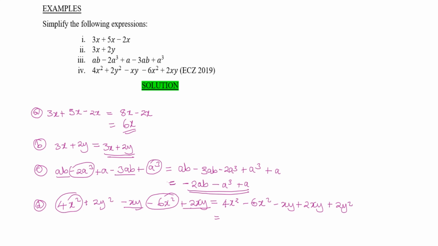If we simplify these, 4 minus 6 gives us negative 2, so we say negative 2, then x squared. Then here we are saying minus, since there is no number, it's just minus 1 plus 2. Minus 1 plus 2 will just give us a plus 1, so we don't write plus 1, and instead we write the variables xy plus 2y squared.